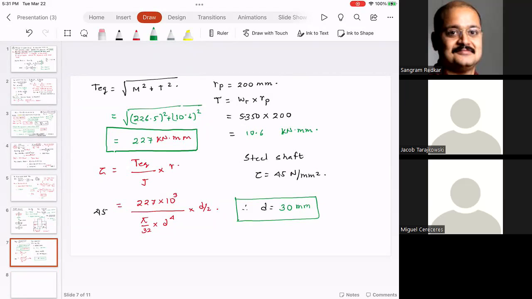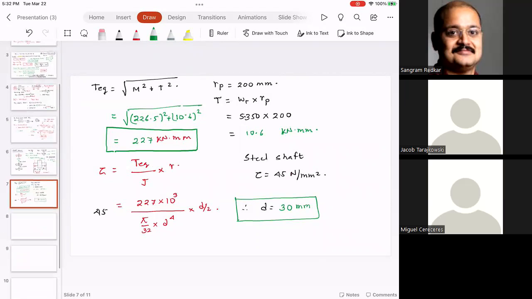Okay, so with this, we finish spur gear design. Are we ready for helical gear design? No?